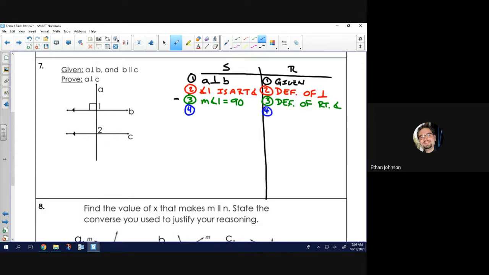So then 4. We have another given, so let's say our given. B is parallel to C, given. So we said parallel, meaning it unlocked those relationships. So let's look and see what relationship is being shown. Angle 1 and angle 2 have to be congruent because those are corresponding angles.